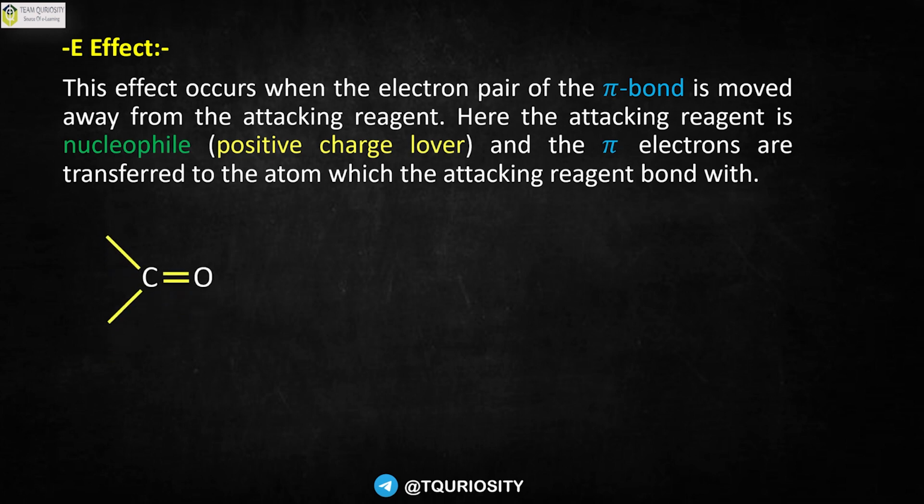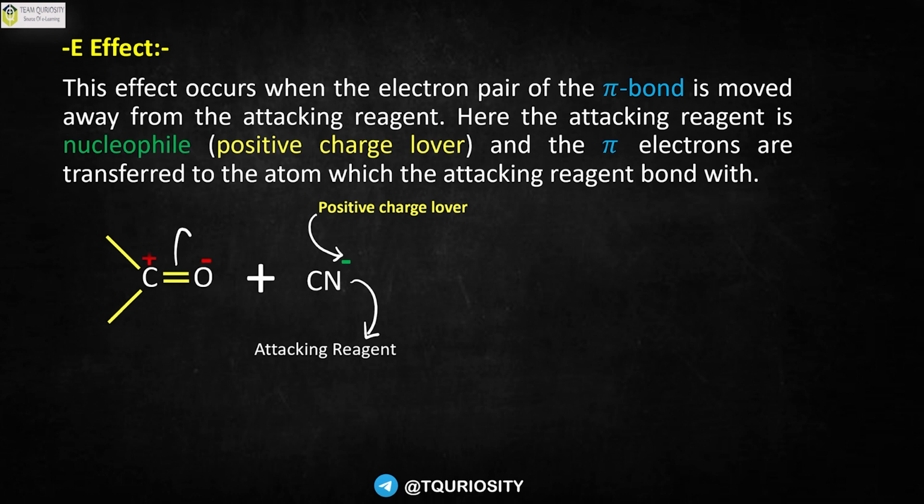Here we can see that the cyanide ion, or the CN minus ion, is the attacking reagent, which is a nucleophile, that is a positive charge lover. When it comes near the carbonyl group, first the bond moves towards the oxygen atom giving it a negative charge, and so the carbon atom has a positive charge. Then the CN minus ion attacks the carbon atom to give the required product.